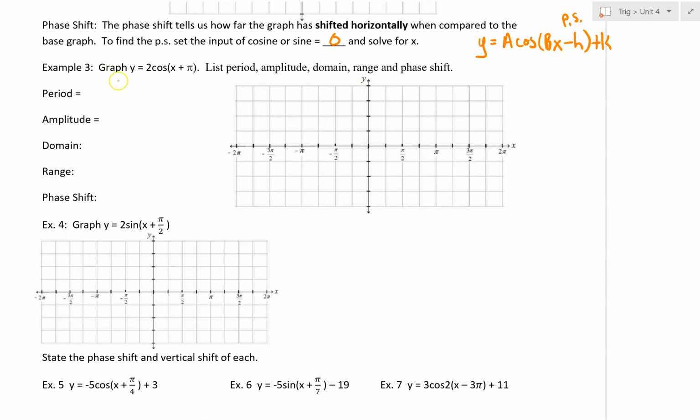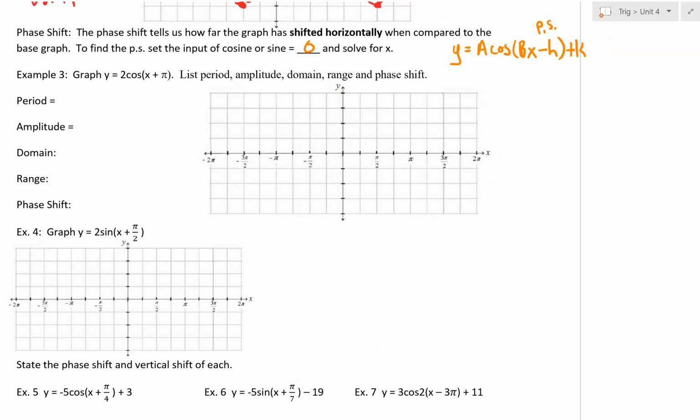So let's take a look at this one. Example number 3. We're going to graph y equals 2 cosine of x plus pi. Then we're going to list our period, amplitude, domain, range, and phase shift.